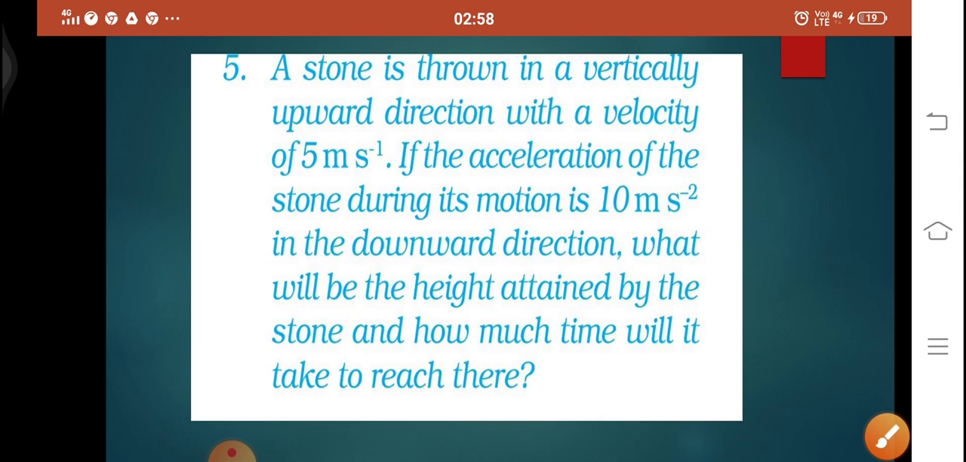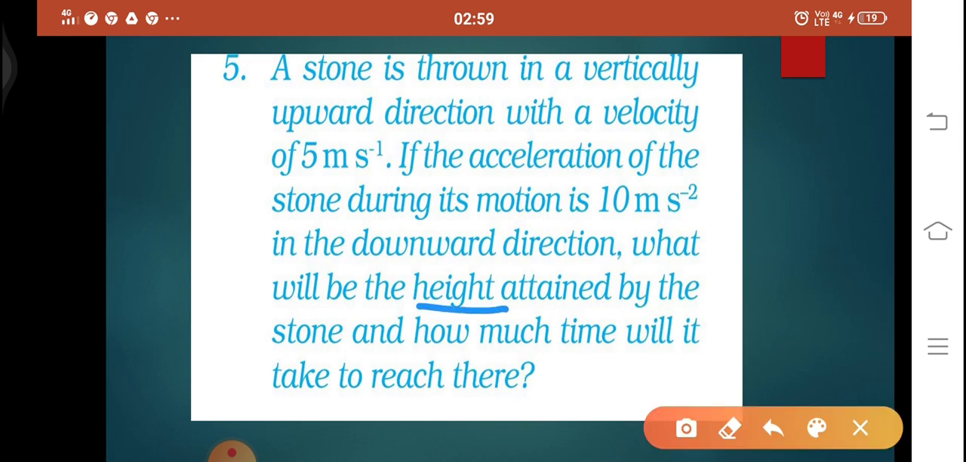So let us see the question. A stone is thrown in a vertically upward direction with a velocity of 5 meter per second. If the acceleration of the stone during its motion is 10 meter per second square in the downward direction, what will be the height attained by the stone and how much time will it take to reach there? Height and time, these two we have to calculate.